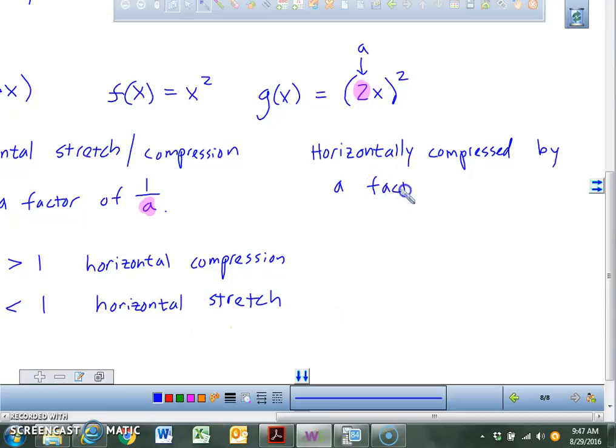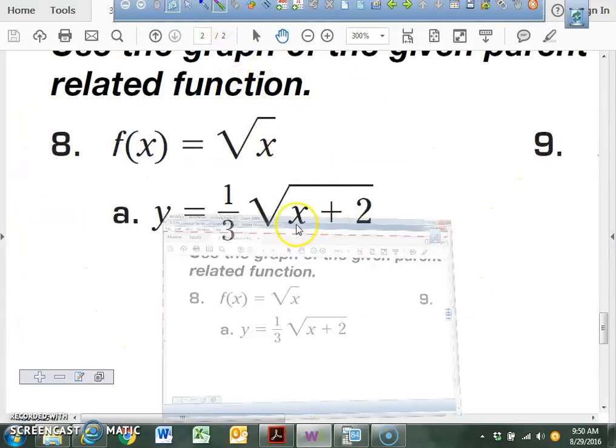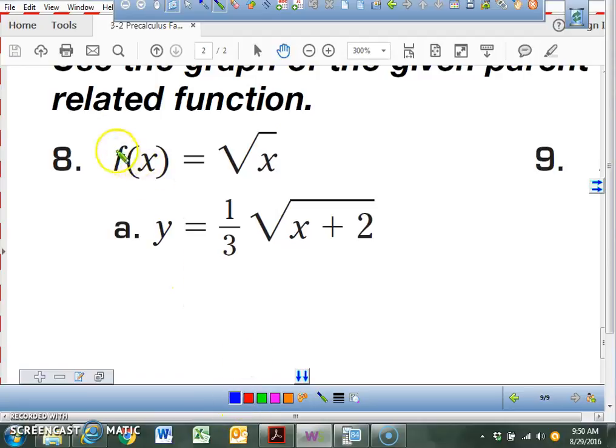All right. This is where students mess up, though. This one would be horizontally compressed by a factor of what? 2 over a? No, 1 over 2, because it's 1 over a. It's always 1 over a, not for the vertical, but for the horizontal stretch or compression. That's what it's going to be compressed or stretched by: 1 over a. All right, so this right here, we're going to describe what's happening in relationship. This is our original function.